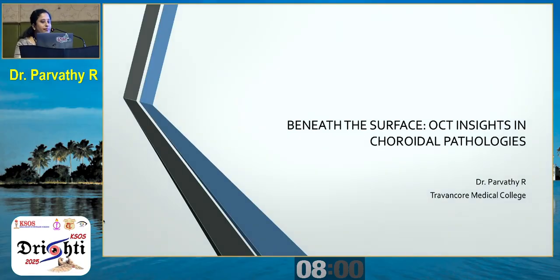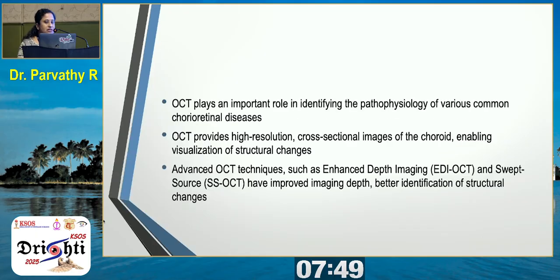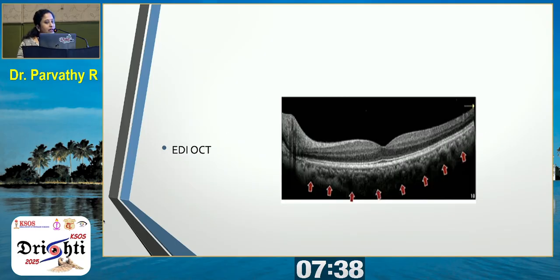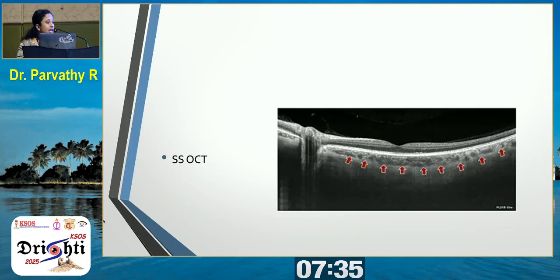Okay, good morning. Beneath the surface: OCT insight into choroid pathologies. Here I will be discussing the common diseases like dry and wet AMD, PCV, and CSCR, and their OCT features. As we know, OCT plays an important role in identifying the pathophysiology of common chorioretinal conditions and provides high resolution cross-sectional images of the choroid. And advanced techniques like EDI OCT and SS-OCT have helped in better visualization of choroidal vasculature, the sclerochoroidal junction, and a better idea of the disease pathologies.